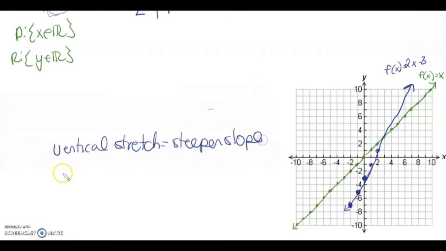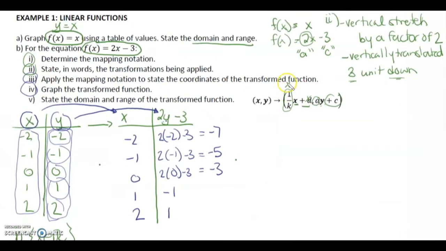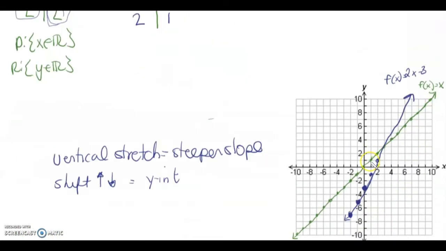And then what the up-down shift means has to do with the y-intercept, right? Because usually in grade 9, we'd read this as the y-intercept is -3. Well, going down here, the y-intercept is -3. And that's just from the shift.